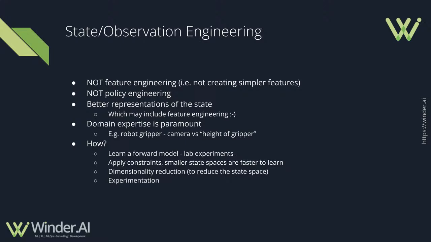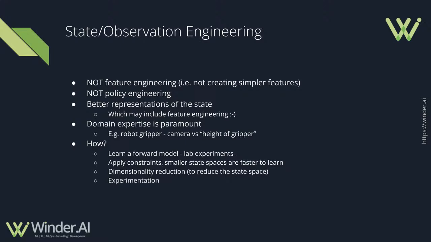But please note that state and observation engineering is not feature engineering. You're not trying to make it easier for the agent to make decisions. What you're trying to do in this step is ensure that the agent has a good observation of the state. So effectively, you're trying to add features that better represent the state of the environment, which may include feature engineering, but it's not feature engineering in the machine learning sense.